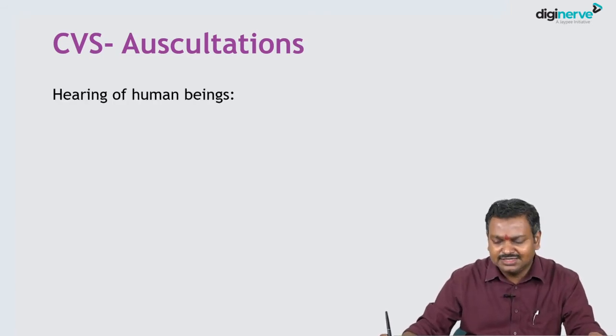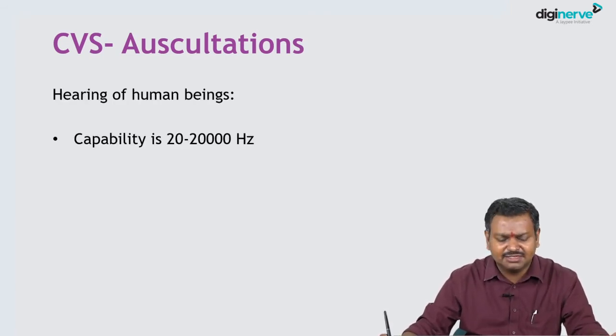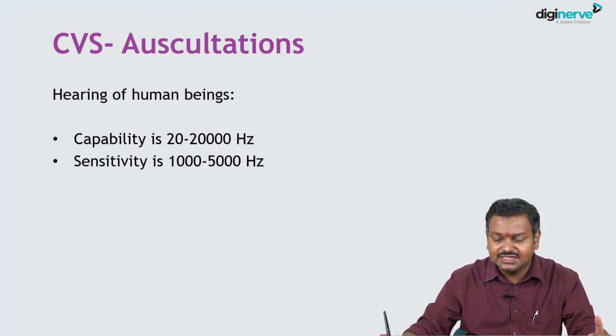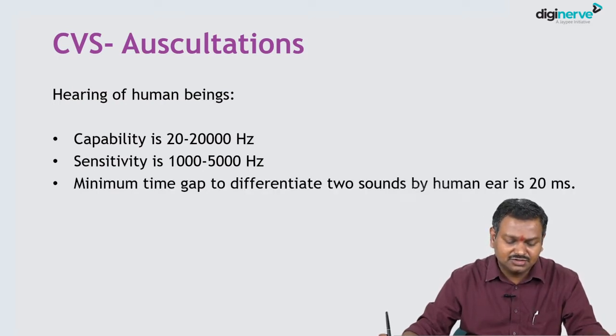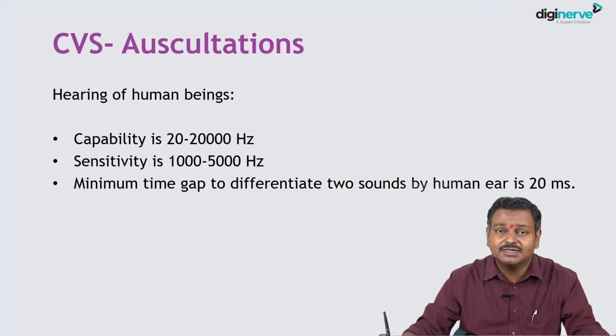A human ear can hear anything between 20 to 20,000 hertz. The sensitivity is best at 1,000 to 5,000 hertz. The minimum gap to differentiate two sounds by a human ear is 20 milliseconds. So if two events happen less than 20 milliseconds apart, our human ear cannot differentiate them.